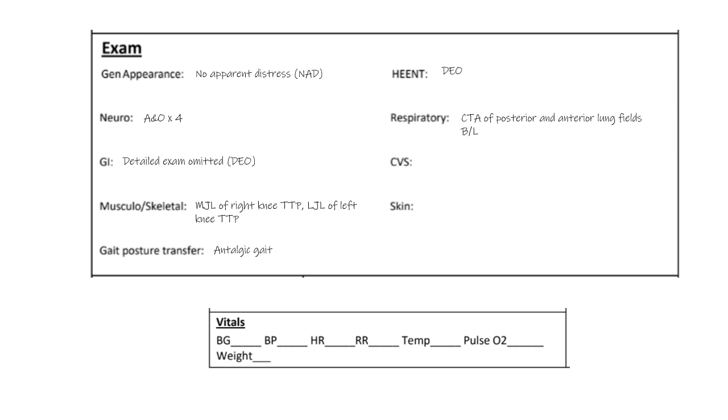And it sounds clear, you didn't hear any kind of abnormal sounds, so you would put CTA of posterior and anterior lung fields bilaterally. And just a reminder again, CTA means clear to auscultation.